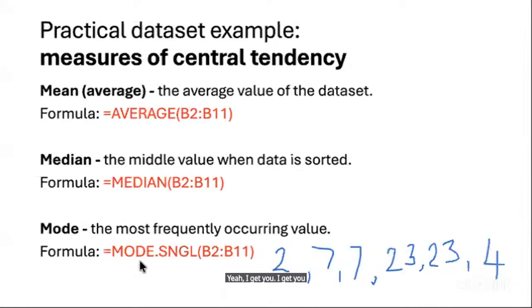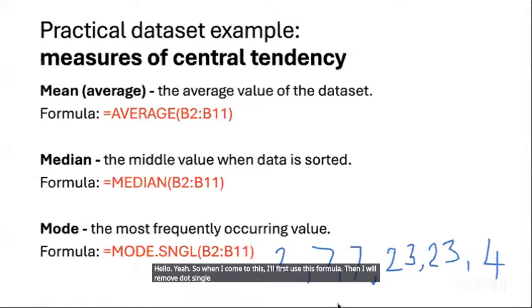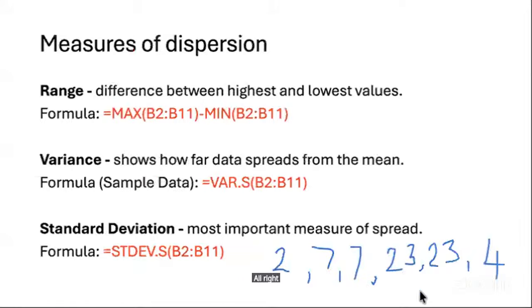So when I come to this, I will first use this formula, then I will remove dot single and see whether it will bring out cases where you have more than one mode. Okay. All right. Now for the measures of dispersion: range, variance, standard deviation.